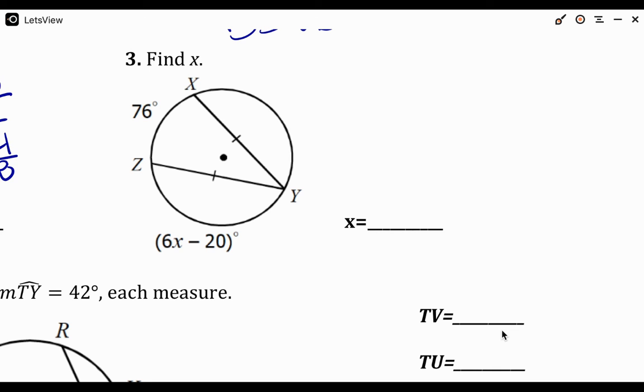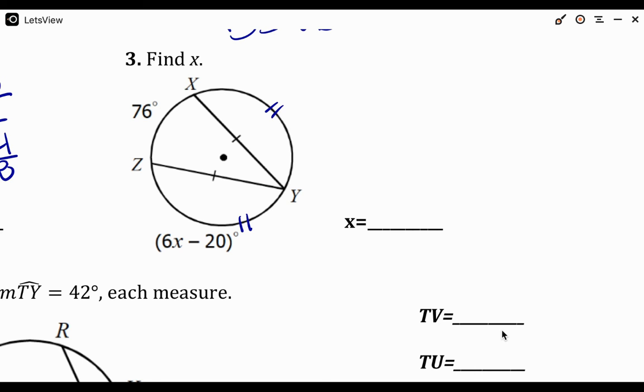Well, here we know that our two chords are equal, which means our two arcs are equal. We know one arc value, but we need to find the other arc value. This is not a diameter. It doesn't go through the radius. So we need to find our arcs.